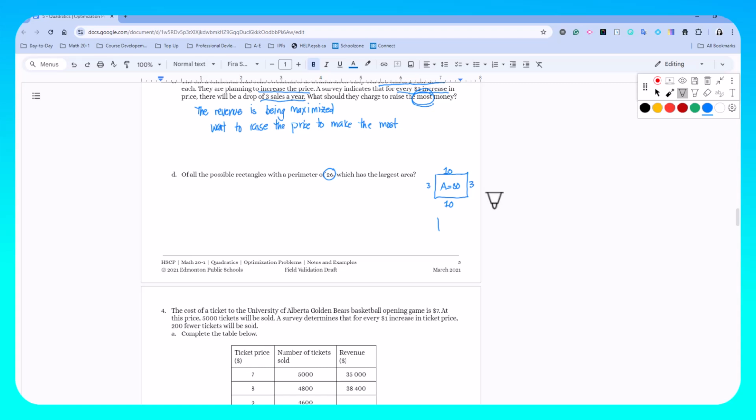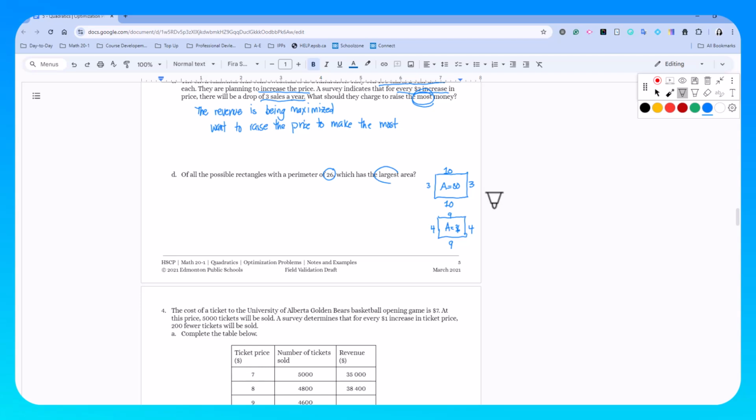For instance, if we made a perimeter of 26, not drawn to scale, let's say 9 and 9 is 18, and then 4 and 4. Here the area is 4 times 9, which equals 36. So it's increased. So we want to know which possible rectangles will have the largest area where the perimeter adds to 26.